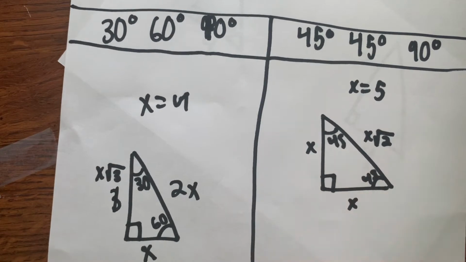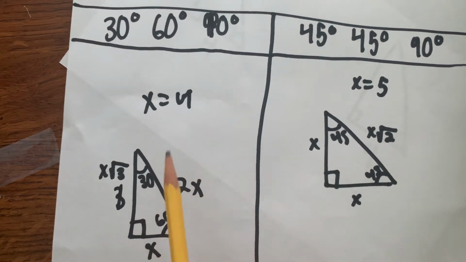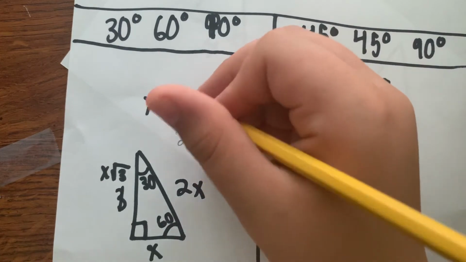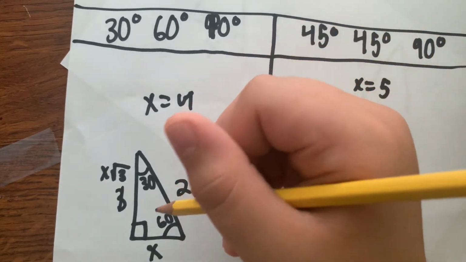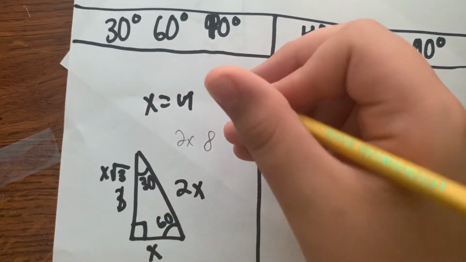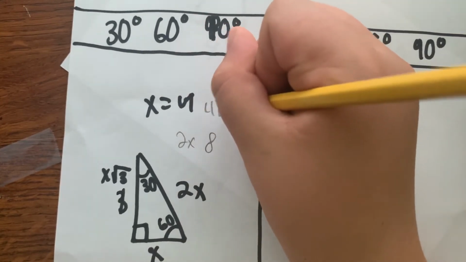So how it works is the shortest leg is always x. You should just need any of these legs and hypotenuses, but x is always a good start. So let's say x is 4. Then your hypotenuse will always be 2x on 30-60-90s, so 4 times 2 is 8. And your longest leg will always be x square root of 3, so you're going to have 4 square root of 3.